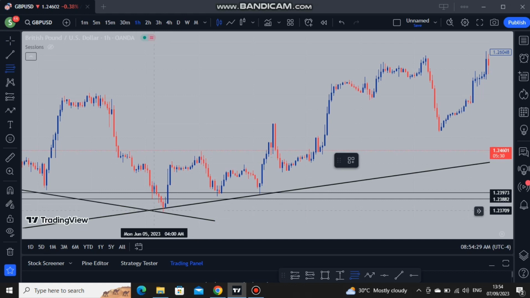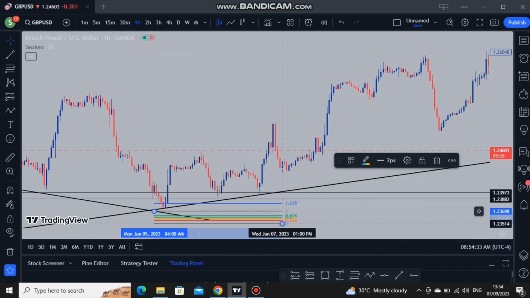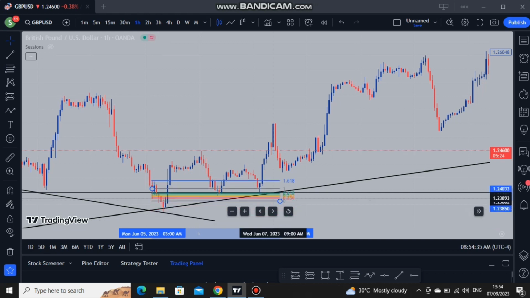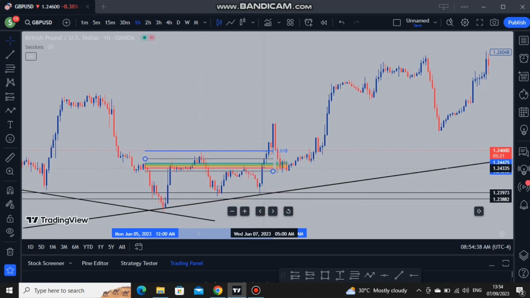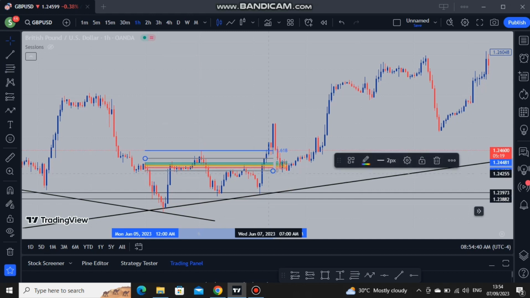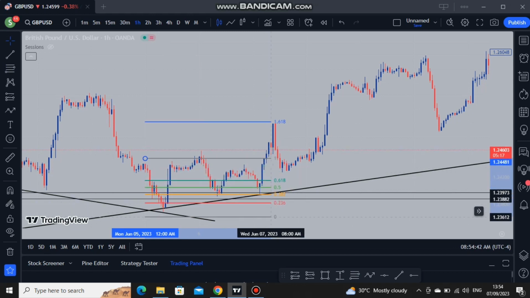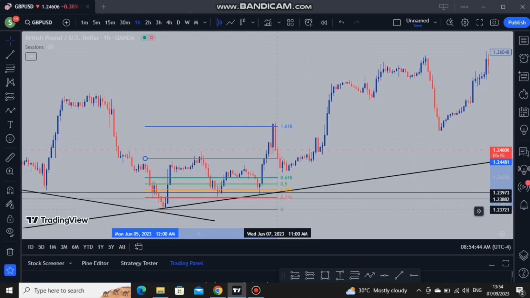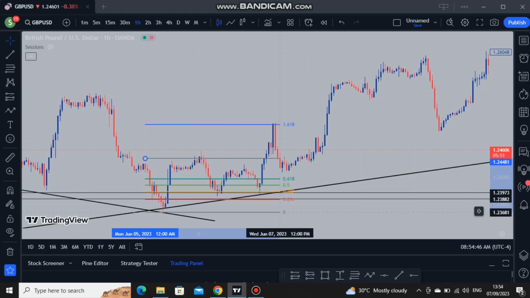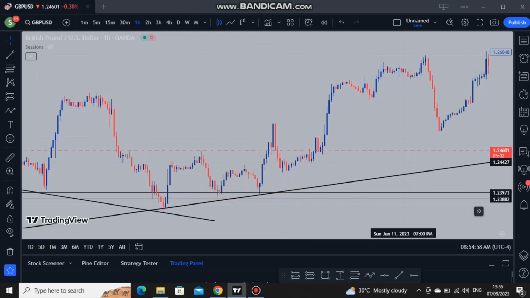And if you draw your Fibonacci from this point to this point, you will see that at that point was the 0.382 level. Change it to the downside. You have from this high to this low, and you see what happened exactly on the 0.382 level. It came to retest it. What happened next? It pushed all the way to the upside.